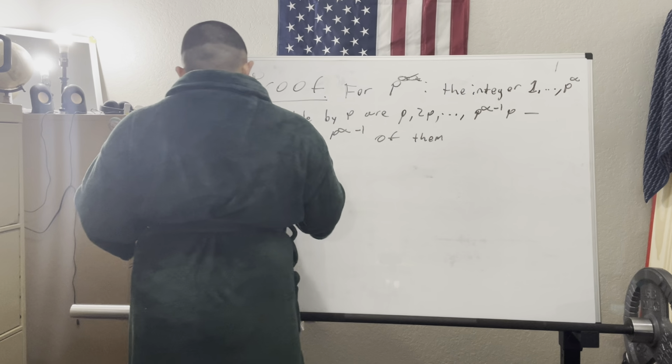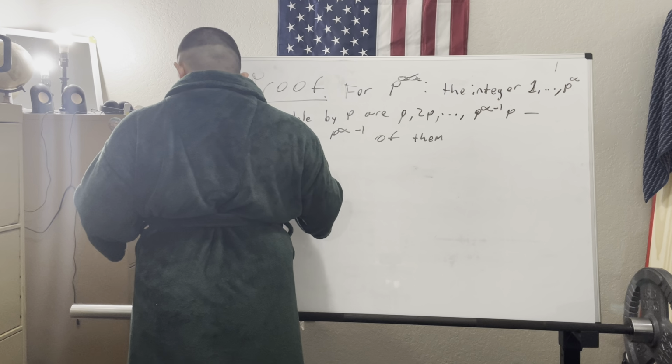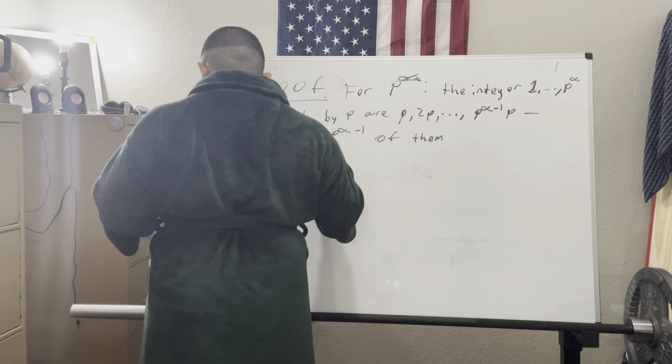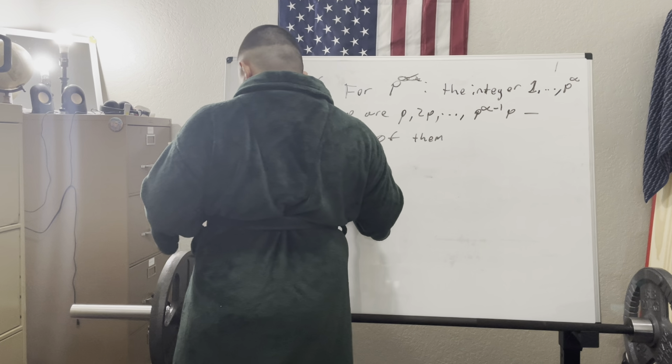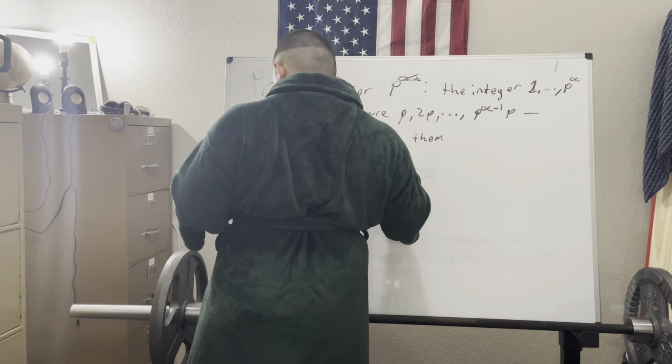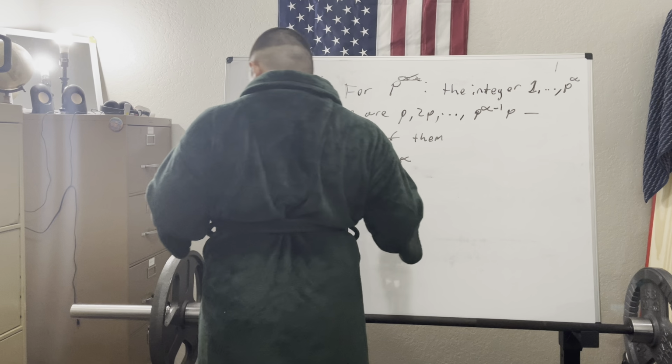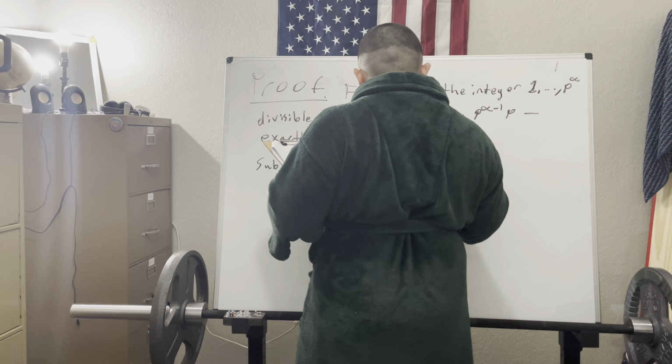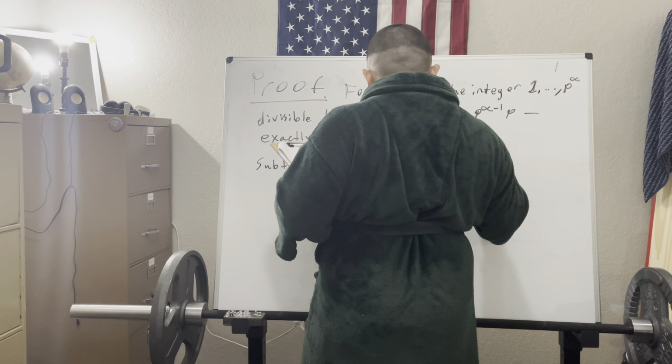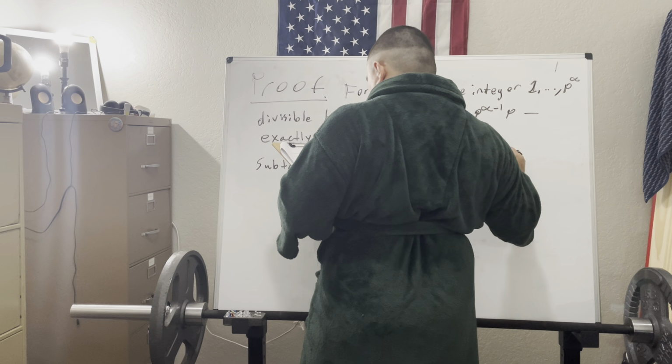So subtract that from the total, p to the alpha, to get the totient function of p to the alpha.